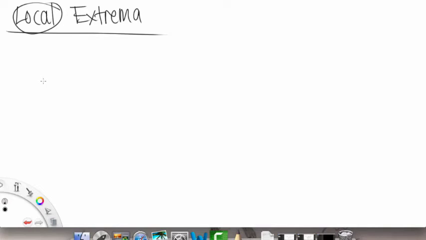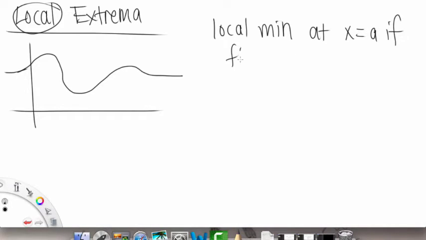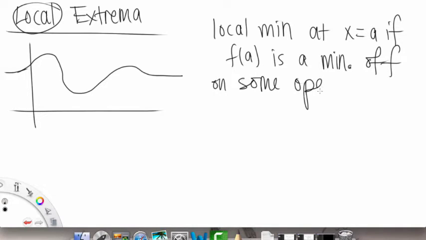So what we're going to have is, let's say we have a graph that looks like this. So we're going to have something like that, and it goes down a little bit and comes up and keeps going on. So what is a local minimum? So there's a local minimum at some x equals, let's say a, if f of a, the value of that function at that point, is already a minimum of f on some open interval, this is important, not a closed interval, but an open one, containing a.